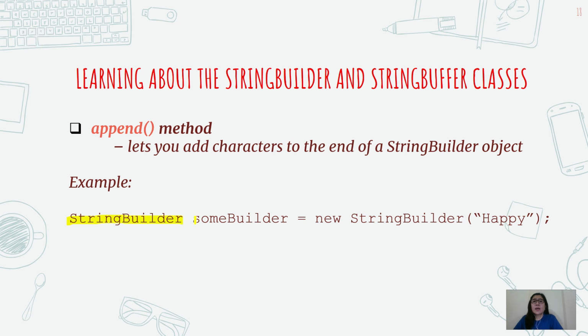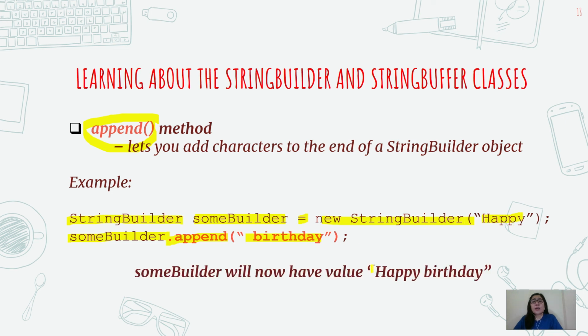And then, our reference is sumBuilder is equal to new StringBuilder, and then the first word that we will combine. Say for instance, we have happy, and then we will attach birthday. So, how? We will use the reference we created here, which is sumBuilder.append. So, we use the append method. And then inside is whatever you want to append to the earlier word, which is happy. So, the value will be happy birthday.